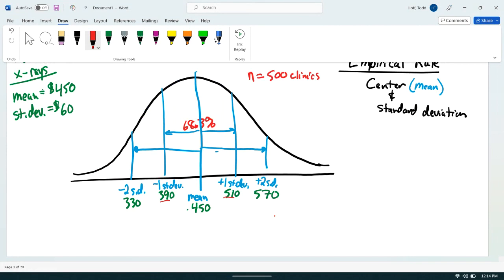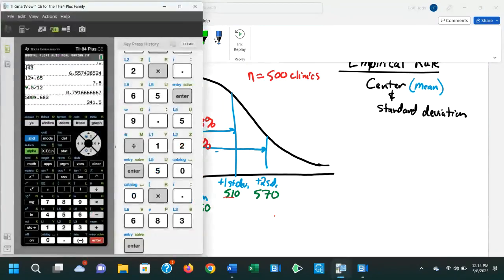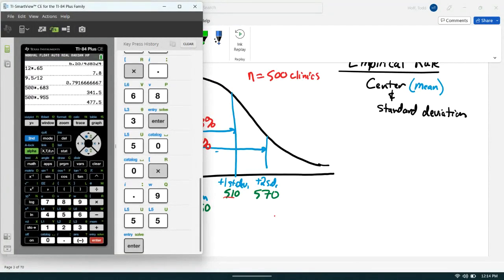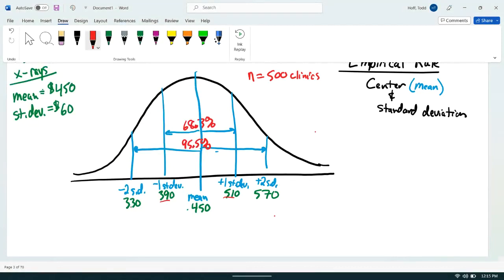And the empirical rule tells us we expect 95.5% of all the data to be in that range. So over 500 clinics, we expect 477.5. So 477 or 478 of them would be between $330 and $570 for x-rays.